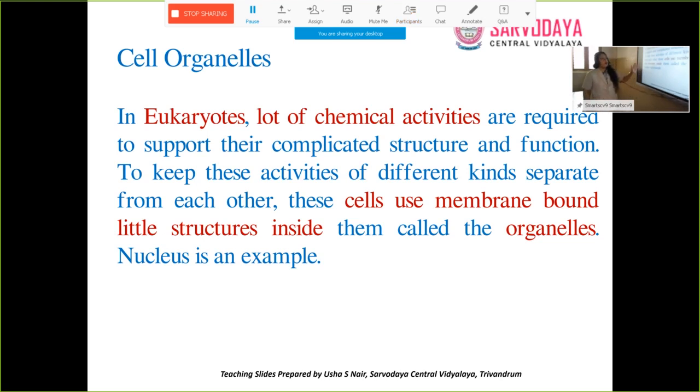So I hope you have understood this, because in eukaryotes a lot of chemical activity is required for this structure. So the cell uses membrane-bound structures inside it called organelles, and the nucleus is an example I've given. We have done the nucleus and the cytoplasm, and now I'm giving you what is there in cell organelles. We'll be going forward with the ER, the mitochondria, the plastids. There are several more cell organelles, so we will go into detail about them. We could just finish up, but unless it's explained slowly like this, it will not enter your little heads.